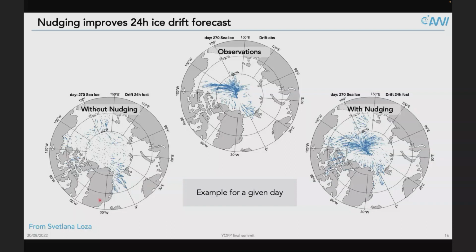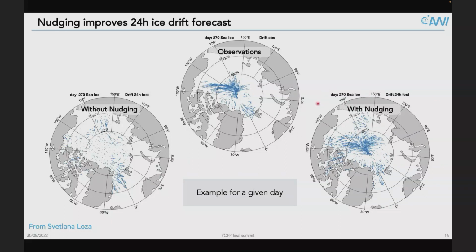Okay, so here is an example for a given day for a 24-hour ice drift forecast. Here on the left is the forecast without nudging, on the right with nudging, and in the middle, the corresponding observation on that day. And what we can see is that some patterns that would have been completely missed without the nudging can actually be captured when we have the nudging, at least on those relatively short timescales.